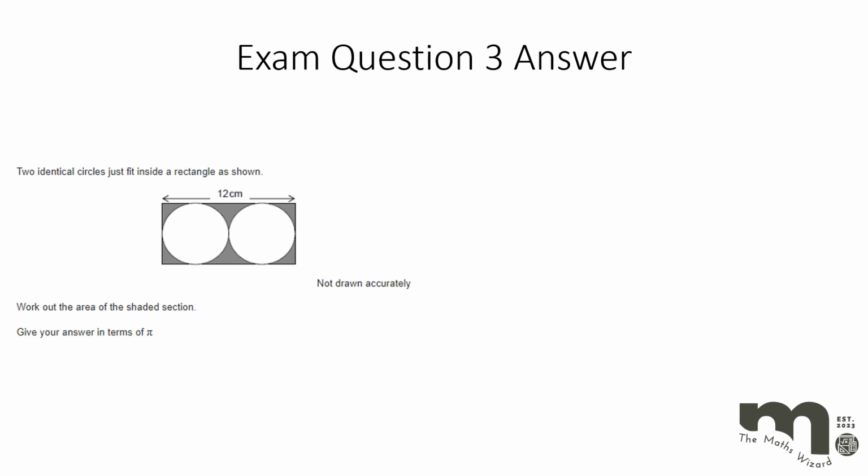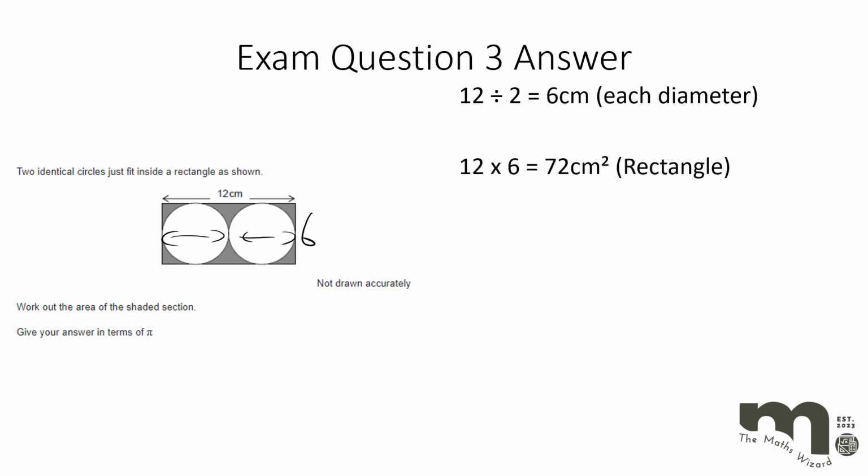Okay, let's have a look at the answer to this then. If we do 12 divided by 2, that will give you 6. That tells you the diameter of each circle on this particular question, so that will be useful further down the line. It also tells us the shorter side on the rectangle, which we do not currently know. So now we can do the area of the rectangle. We've got 12 times 6 there, which is 72 centimeters squared. And now that we know that the shorter side of the rectangle is 6 and that the diameter of each circle is 6, we can half that to get the radius. So we've got 3 centimeters there.